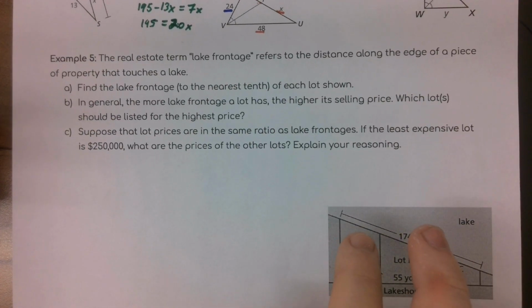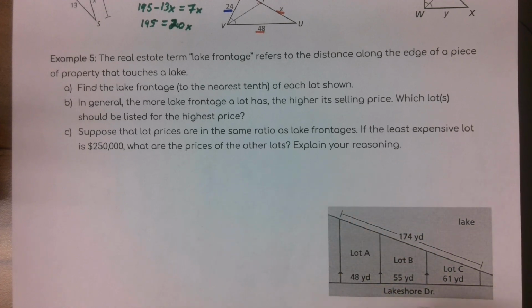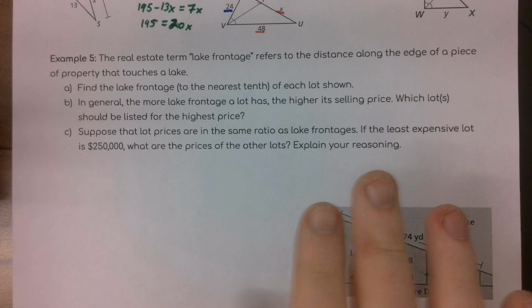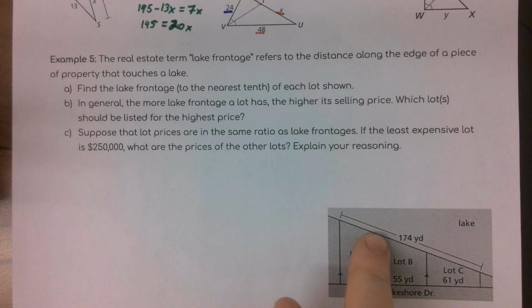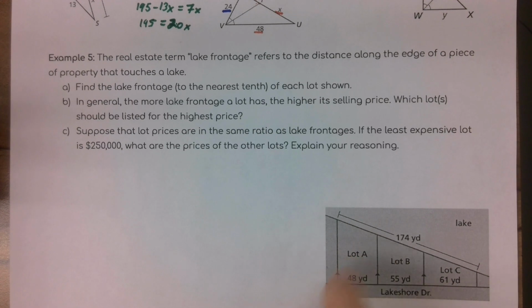Last problem of the unit, folks. Example 5. Now, this example is actually hitting pretty close to home because Lakeshore Drive is an actual street near me. The real estate term lake frontage just means the distance along the edge of a piece of property that touches a lake. The reason why lake frontage is so important is because a lot of homes are valued higher if they have a lot of lake frontage. So it deals with the property value.